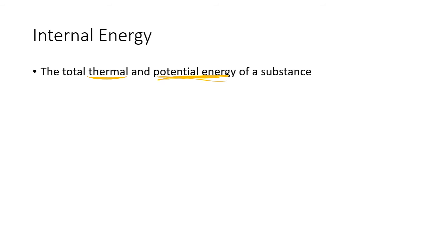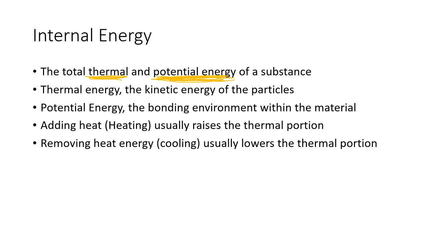Whereas other things, they want to bond, and they want to go into nice rigid structures. They want to be solids. How keen something is to be a solid and stay as a solid, how keen it is to turn into a liquid, they're all represented in the potential energy of the substance. What's the bonding environment doing? So this is how much the molecules are bouncing around. This is how much the molecules are attached to each other.